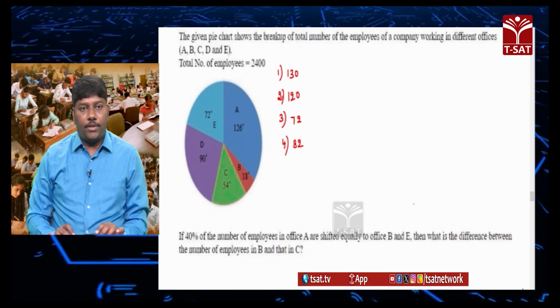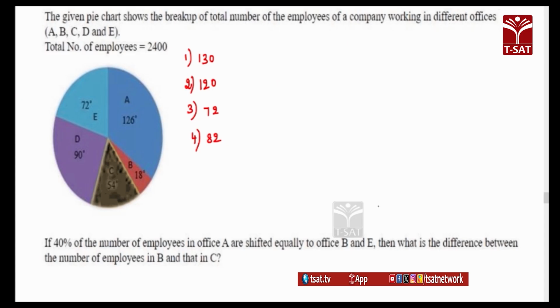The next graph. Again it is the same graph, but look at here. If 40% of the number of employees in office A are shifted equally to office B and E. Now what is 40% equally shifted to B and E means? 20% to B, 20% to E. I don't need to find out the entire 40%. Now what is A in terms of degrees? It is 126. We know 10% is how much? 126 by 10, which is 12.6. What is 20%? 25.2 in terms of degrees. I am giving it to B and E.